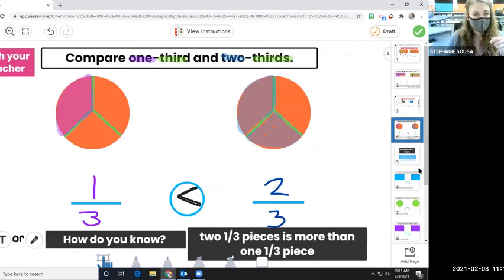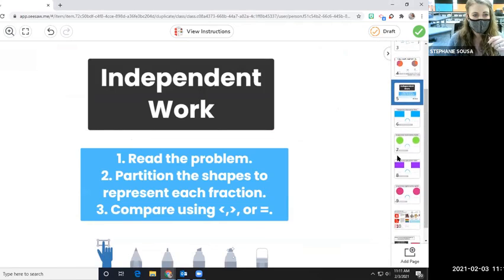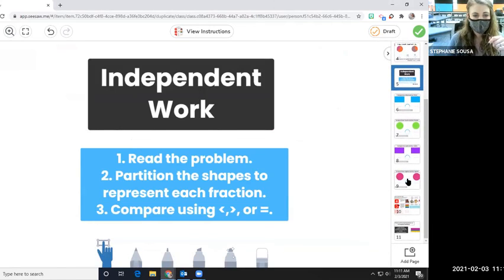Your independent work today can be found on slides 6 through 9. So that is 4 problems, okay? Slide 5 has your instructions. It says, 1, read the problem. 2, partition the shapes to represent each fraction. And 3, compare using less than, greater than, or equal to. So you're doing exactly like we did together.